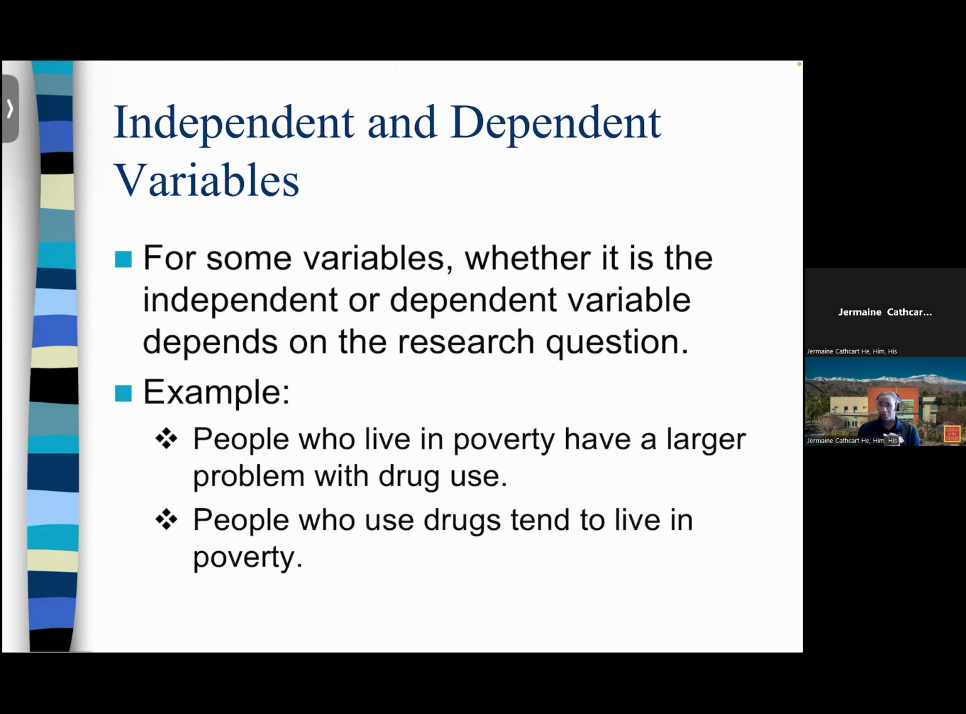Sometimes it's obvious, right? Race, sex, age, those are more fixed. They're never going to be a dependent variable typically. While with something like poverty versus drug use, you can switch those around. So you just need to make sure that you put the right variable that you're looking at into the independent variable, into the columns.